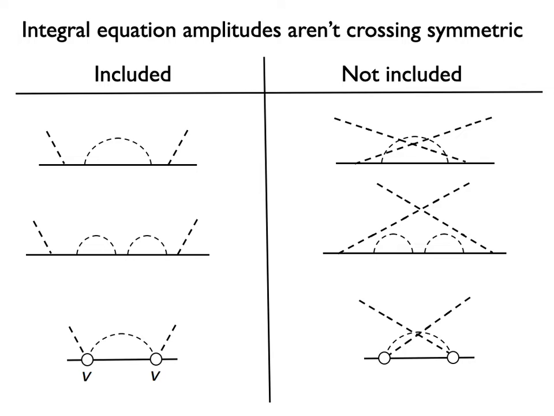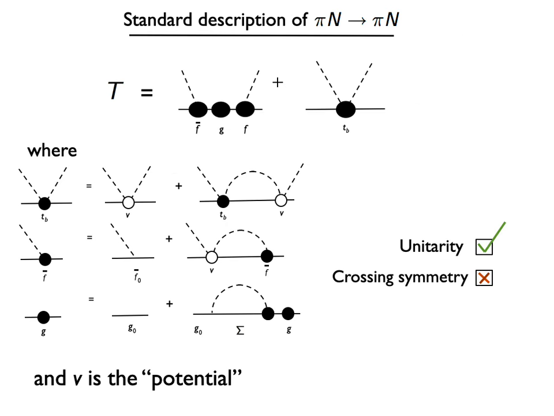T does, however, have the redeeming feature of unitarity, which means, in other words, that it's guaranteed to conserve probability. And it's because of this feature that these equations are a very popular way of describing pion-nucleon scattering. So popular, in fact, that I'll refer to them as being the standard description of this reaction.